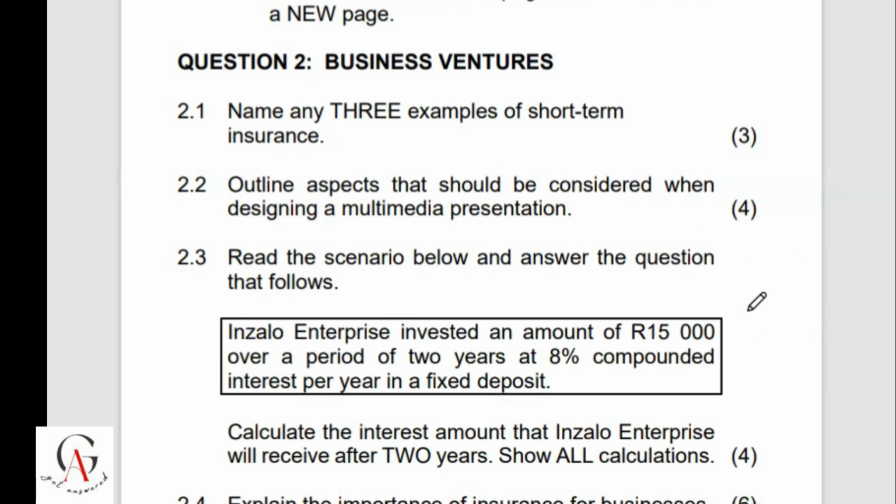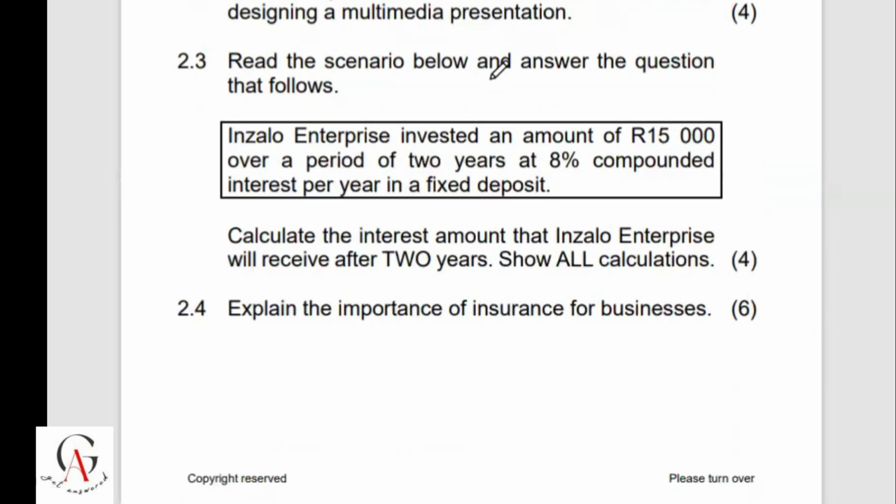Okay, right. So now let's move on to 2.3. Read the scenario below and answer the questions that follow. Insalo Enterprises invested an amount of 15,000 over a period of 2 years at 80% compound interest per year in a fixed deposit. In this regard, we are going to calculate the interest amount that Insalo Enterprises will receive after 2 years. Show all your calculations.